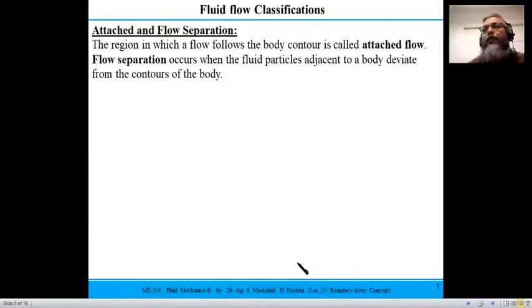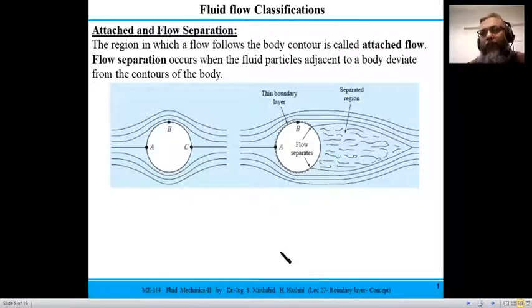Okay, another thing that is the classification, we call it attached flows and flow separation. In potential flow theory, let's say there is a cylinder, and A and C are stagnation points, and B is the point where velocity is maximum. You see all the streamlines are following the contour of the body. We call such flows attached flows. The region in which the fluid is following the body contour is called an attached flow.